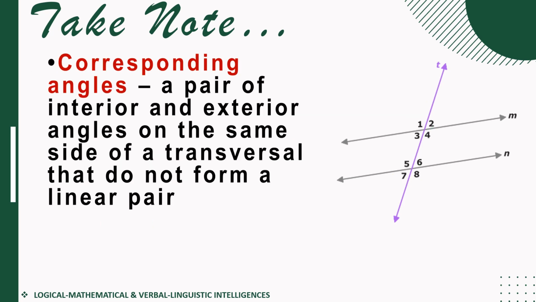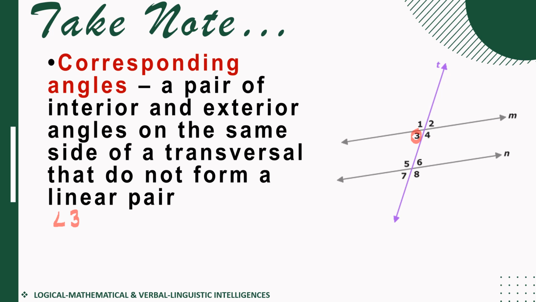Now, how about corresponding angles? So, this one is quite different from the previous angle pairs that we have. So, for corresponding angle, this is a pair of interior and exterior angles on the same side of the transversal. So, the other one is from the interior angle and then the other one is from the exterior angle. So let's say for example, I have angle 3. So I'm referring to this. So this is actually considered already as interior angle. So the other pair should be exterior angle.